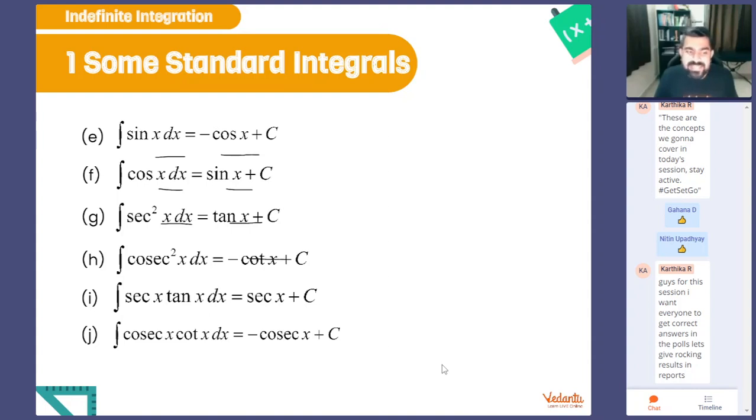Derivative of tan x is secant square x. Derivative of minus cot x is cosecant square x. Derivative of secant x is secant x tan x. Derivative of minus cosecant x is cosecant x cot x. So it's all based on your prior knowledge. It is not something completely brand new that you're learning. It is known to you, but you're learning it in a new form.